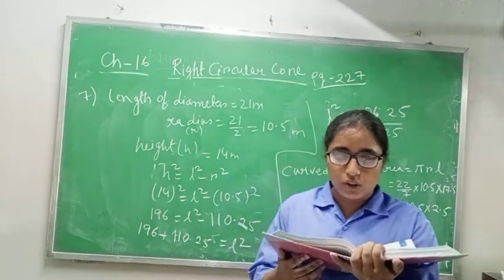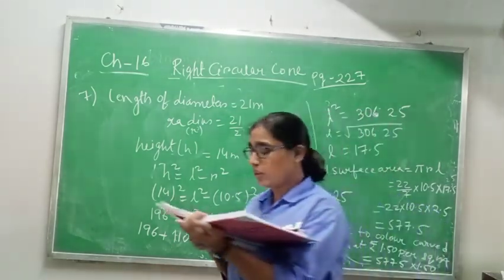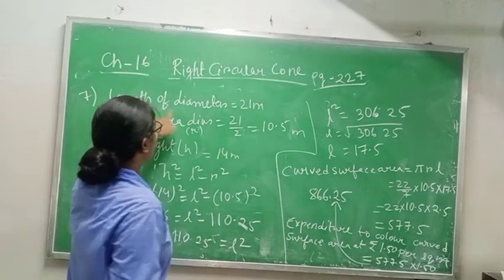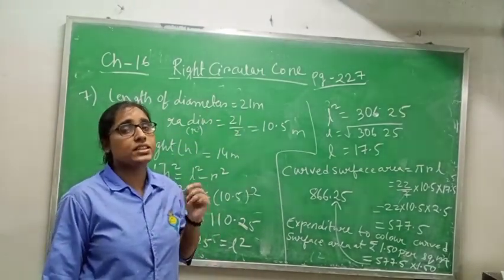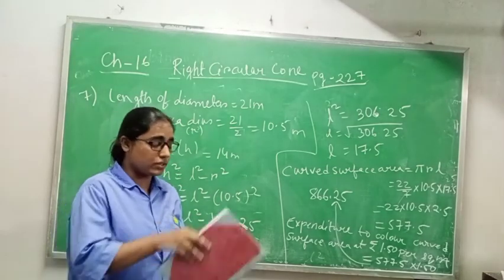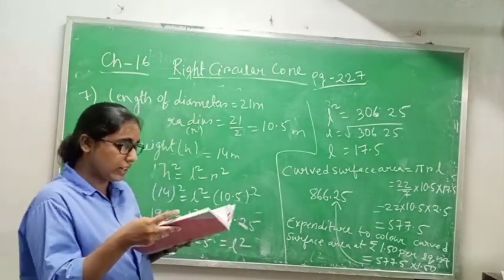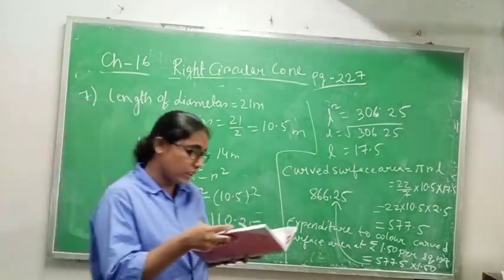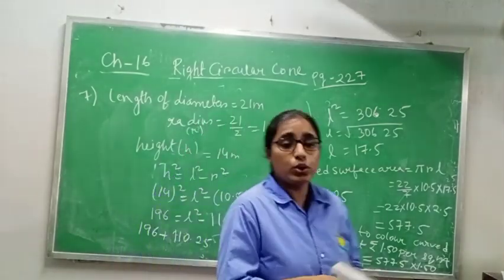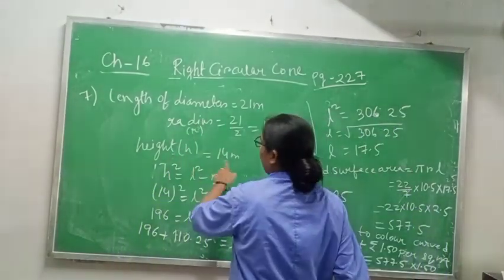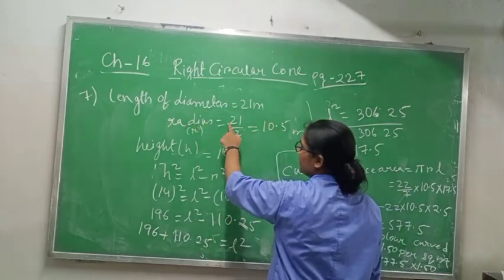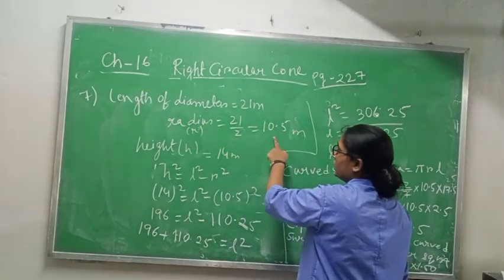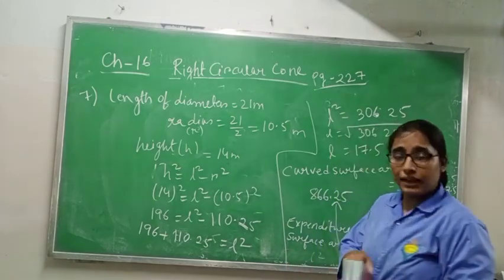Okay, so the length of a diameter of a right circular cone is 21 meter. Don't think that base area is given. There is one mistake in the question, I am telling you to correct it first, then we will proceed. And height is given how much? 14 meter. If the diameter is 21, it means the radius will be 21 by 2, which comes to 10.5 meter.